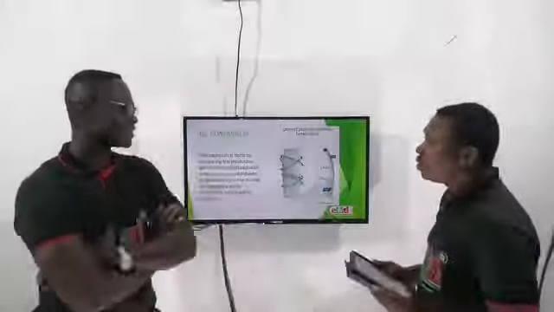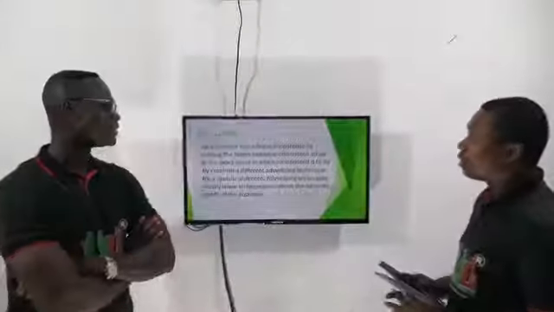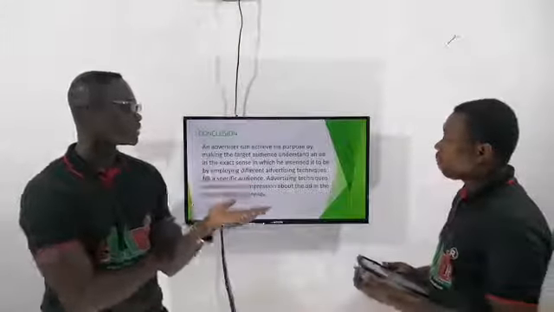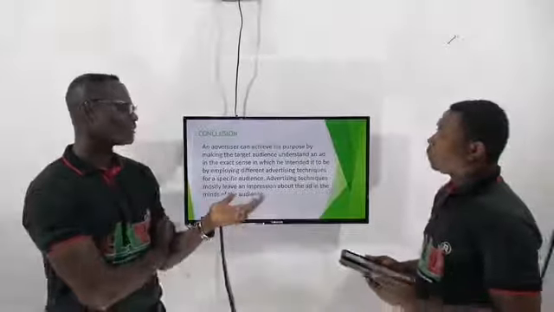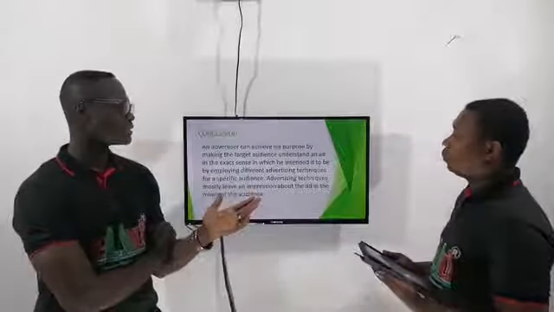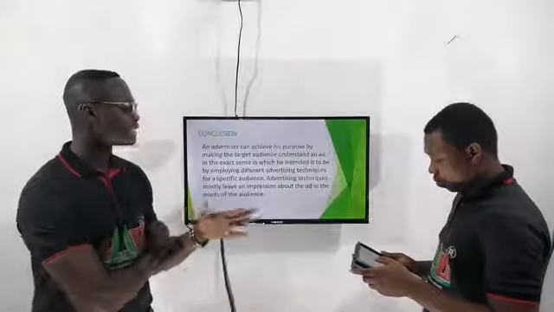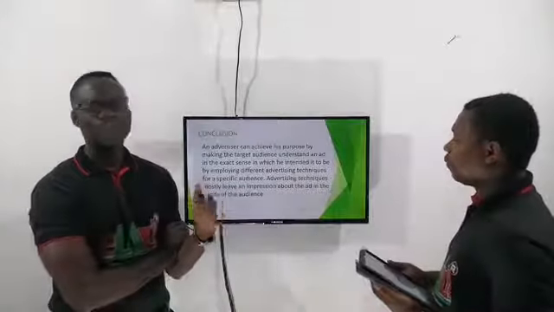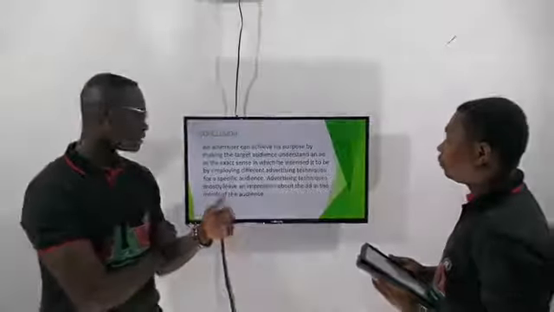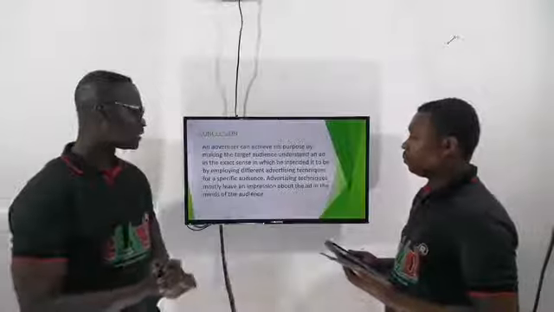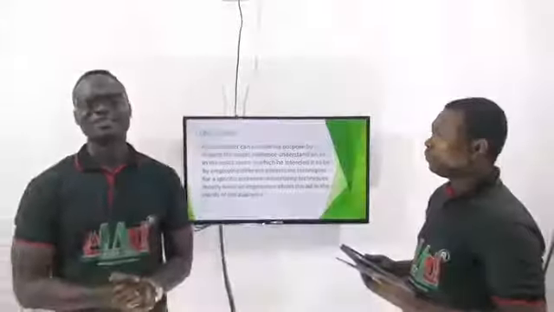So also soon we've come to the end. So any conclusion? Let's take a conclusion. Any concluding remarks? Yes. So an advertiser can achieve his purpose by making the target audience understand an ad in the exact sense in which he intended it to be, by employing different advertising techniques for a specific audience. Advertising techniques mostly leave an impression about the ad in the minds of the audience. So this is where we wrap up.